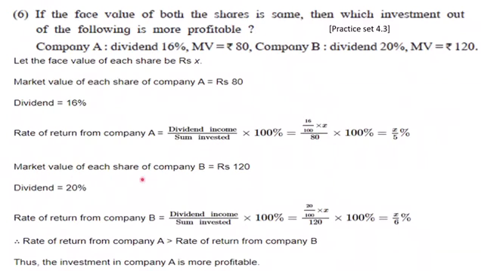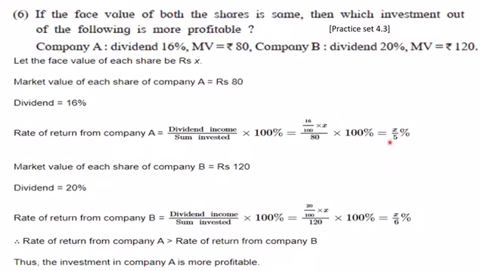Market value of each share of company B is rupees 120. Dividend is 20%. So rate of return from company B is dividend income divided by sum invested, and calculate it out of 100. How much? So 20% of X divided by 120, into, you want to calculate out of 100. So it is into 100%. So it is X upon 6%.